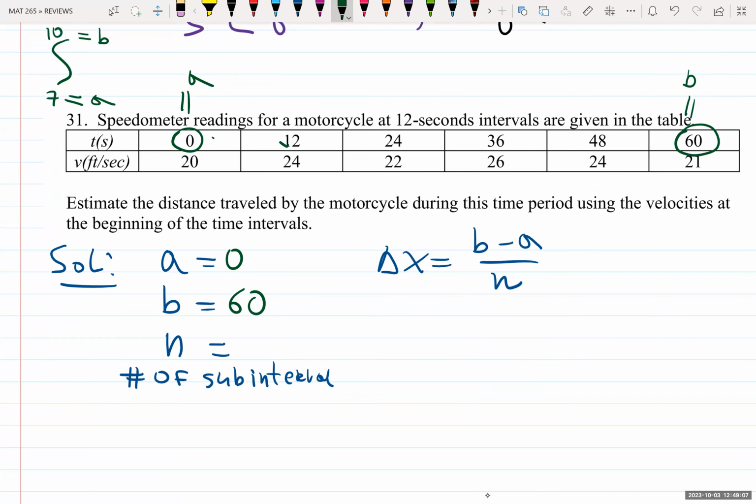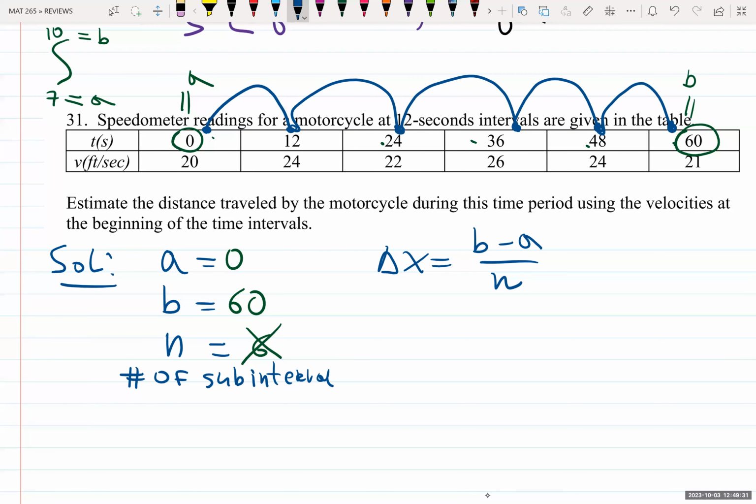Well, I'm counting 1, 2, 3, 4, 5, 6, and you think it's 6, which is not true, actually. You need to count the intervals. Those 6 are points. Those are called data points. But an interval is not a data point. An interval is you start from 0 and go to 12. That's interval number 1. 24, 2, 3, 4, 5. Oh, it's 5. And if you want to remember, the number of intervals is always 1 less than the number of points, because an interval requires 2 points. Or you can jump basically from 0 to 12, 12 to 24.